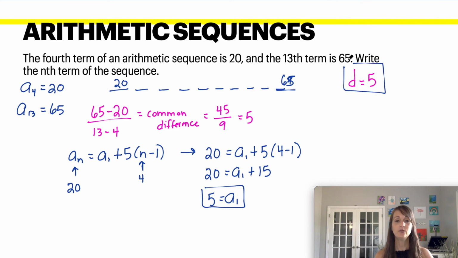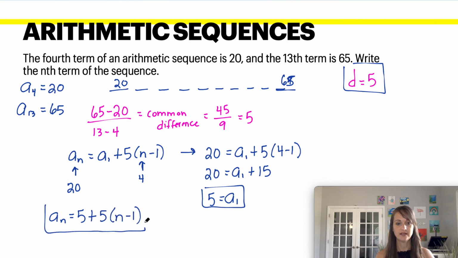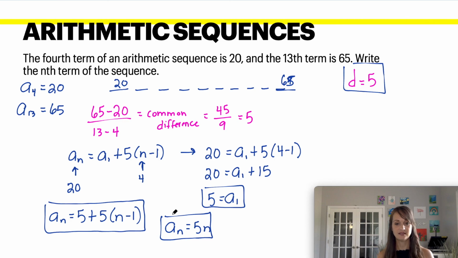We have D. We can now write the nth term. So the nth term is the first term plus D times n minus 1. And again, you can either leave it like that, or you can simplify it, which I believe will be just 5n. And there's your answer.